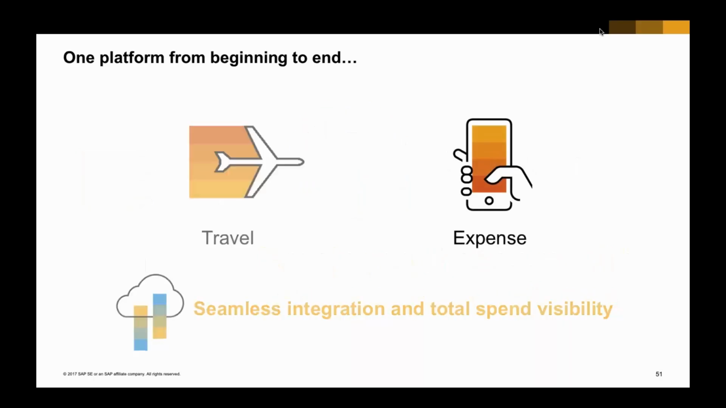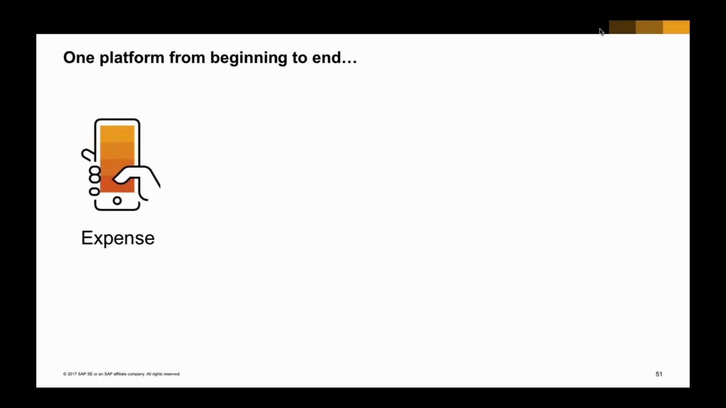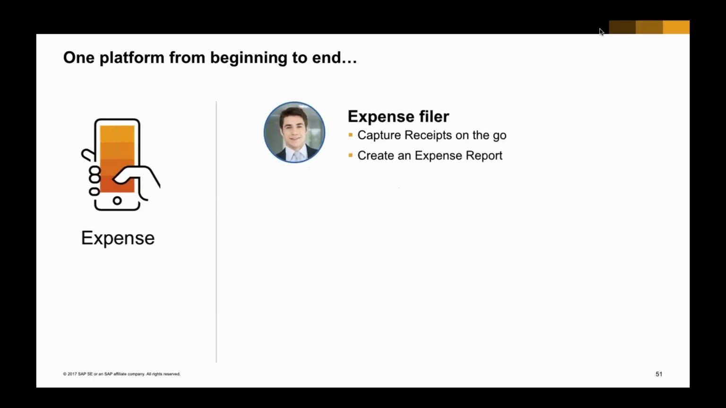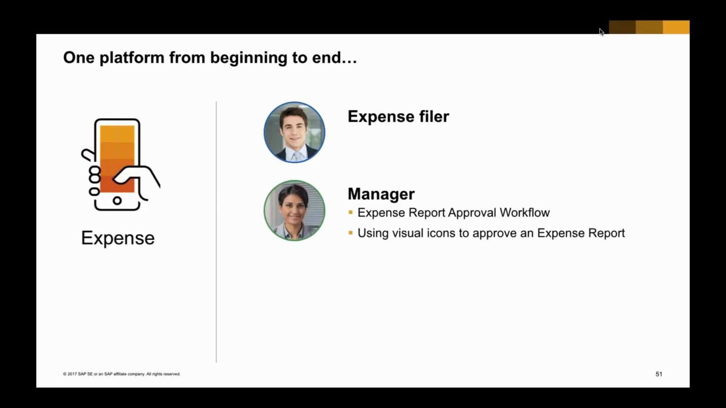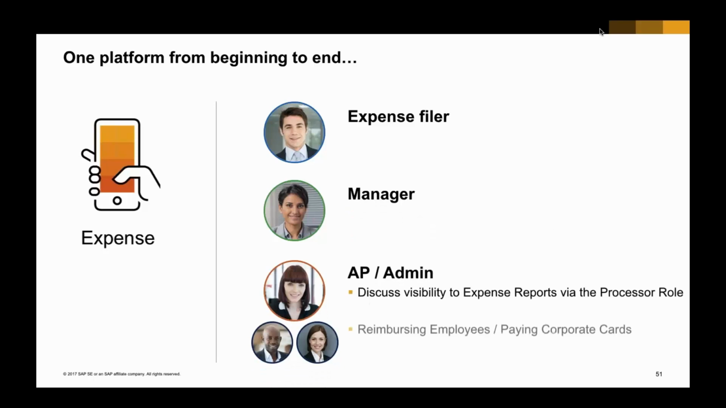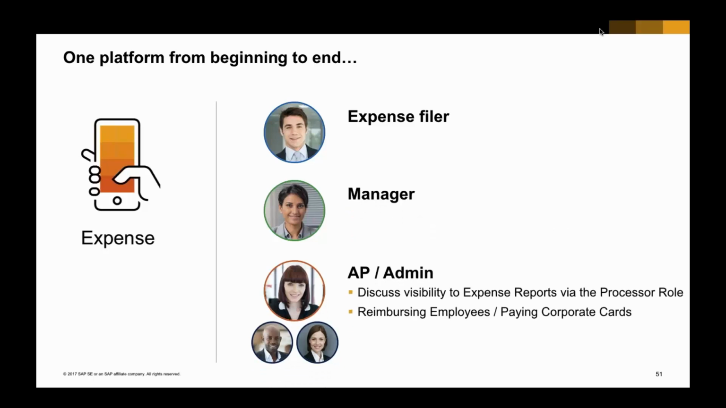All right, so let's move onward to the expense side of things. Now we're going to look at it from all three roles, starting first with Brad to capture his receipts on the go. We'll then create an expense report. From there, we will hand this over to Maggie. We'll talk about the expense report approval workflow. We'll also show you what it would look like for her to utilize visual icons to make quicker approvals. We'll then take a look at this from the AP and admin side, discussing visibility to all of your expense reports through the processor role, as well as how we can reimburse your employees and pay off your corporate credit cards.